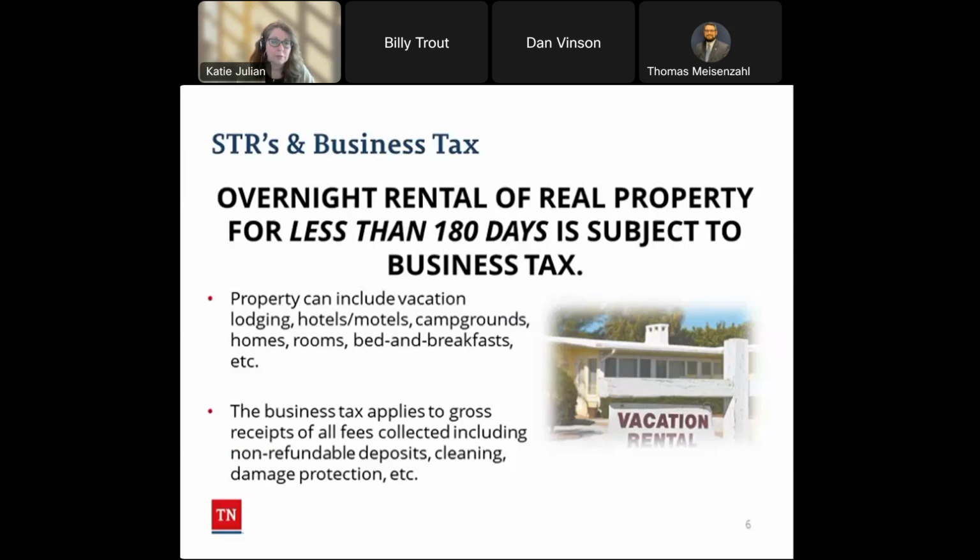Properties can include hotels, motels, campgrounds, homes, rooms within a home, bed and breakfast. Lots of different terms there can apply to overnight rental. Now, we were talking about this topic this morning before we got going, talking with Thomas and Billy and Dan about campgrounds. There has been some confusion about campgrounds in the past, right, Thomas?